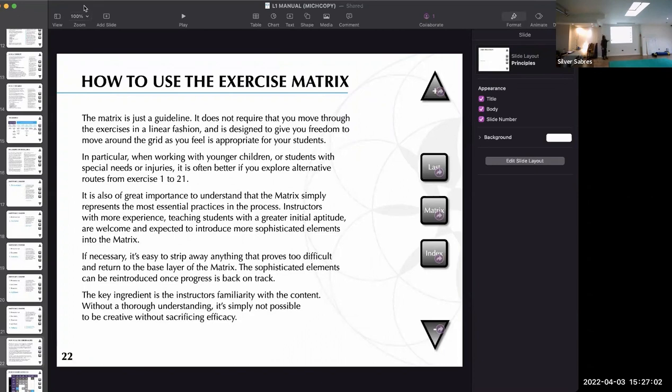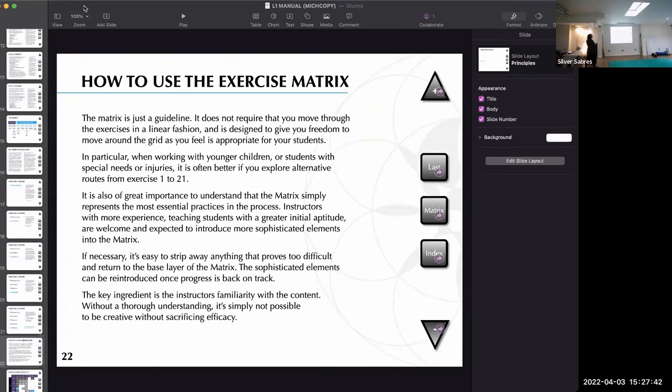Yeah, I know, right? So the exercise matrix is kind of what it's all about, and this is what really releases you from the dogma of teaching. The matrix is just a guideline. It does not require that you move through the exercises in a linear fashion, and is designed to give you freedom to move around the grid as you feel is appropriate for your students. In particular, when working with younger children or students with special needs or injuries, it is often better if you explore alternative routes from exercise 1 to 21.